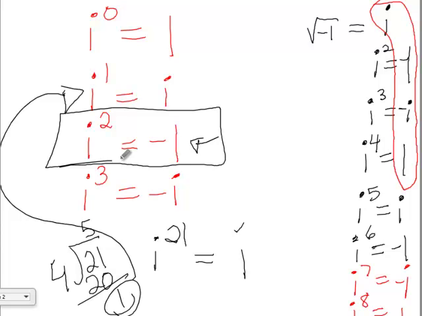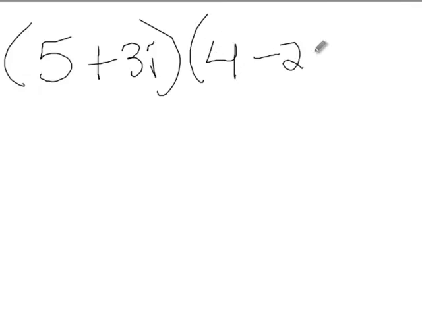negative 1. So let's take a look at what that's going to look like. So for instance, if you had a complex number like 5 plus 3i, and let's say you're multiplying it by 4 minus 2i, just like when you had x's instead of i's, you're going to FOIL this.